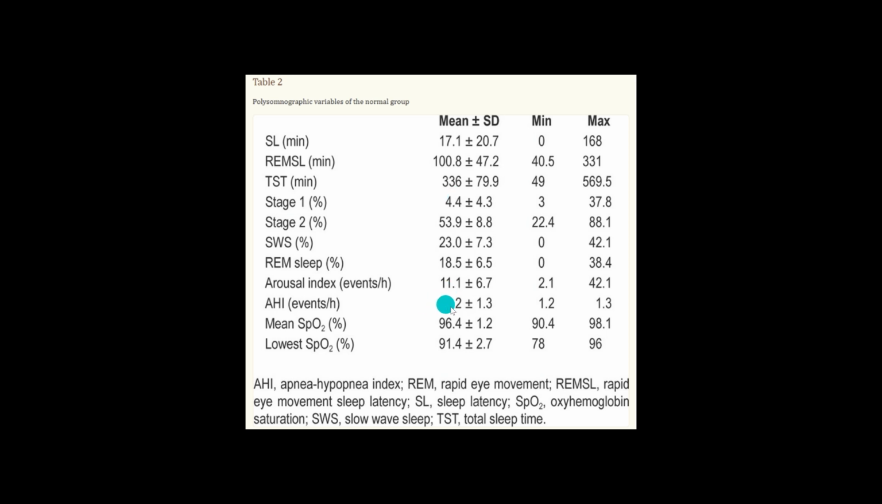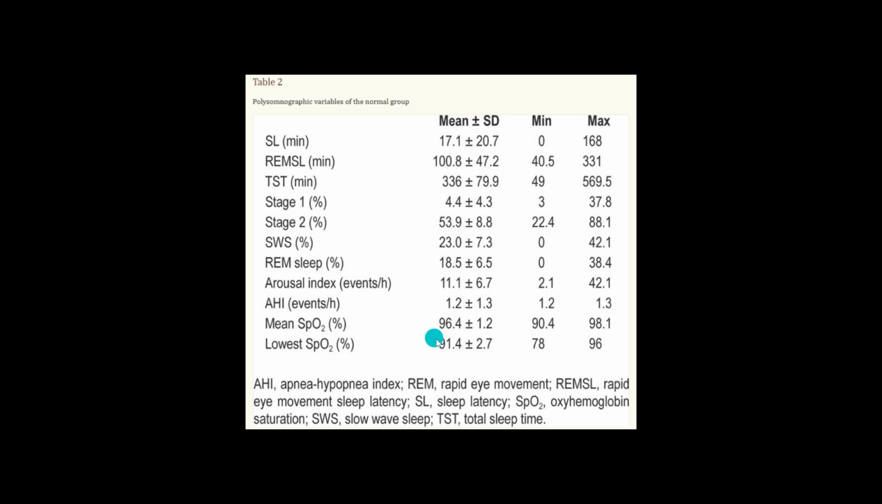Here's something that's kind of interesting. On average, they had EEG arousals of about 11 per hour. Remember, in a lot of your sleep studies, you will probably see spontaneous arousals. It is normal to have spontaneous arousals in your EEG. And for this specific group, which was deemed normal in this study, the average was about 11 arousals per hour. The AHI per hour for the normal people was 1.2. The max was 1.3. The min was 1.2.